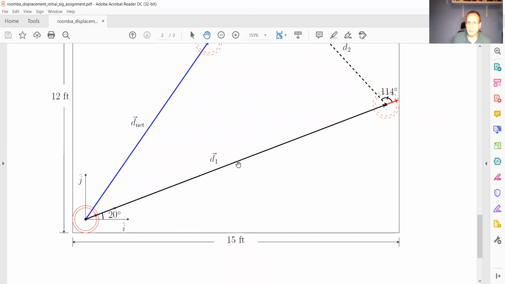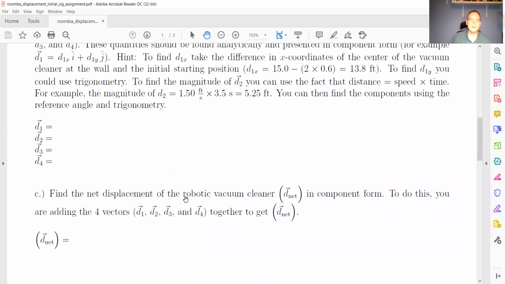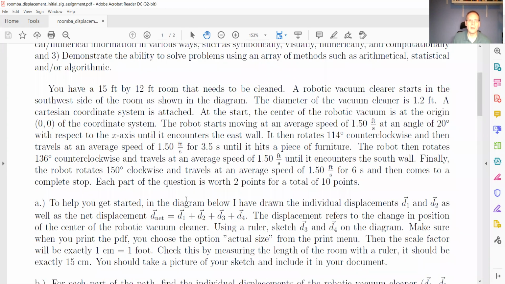Remember, the displacements are vectors. And you can think of the center starting at 0, 0. So if this is your coordinate system, this is like X, Y, or I, J, that's going to be 0, 0, right when it starts. First of all, I should mention that the diameter of the vacuum cleaner is 1.2 feet, so that means the radius is 0.6 feet. That's going to be important.